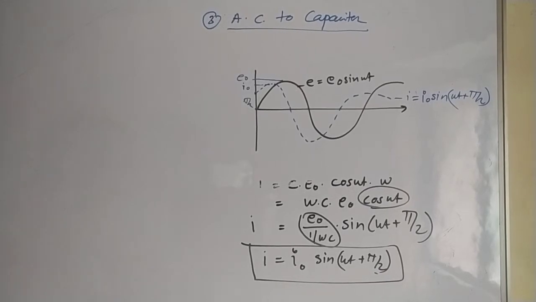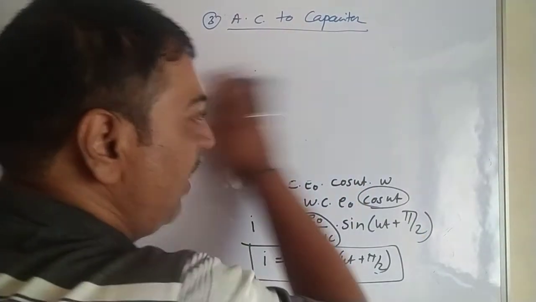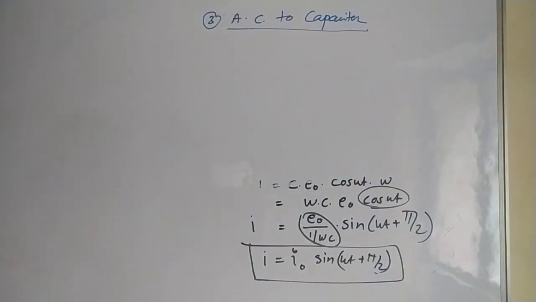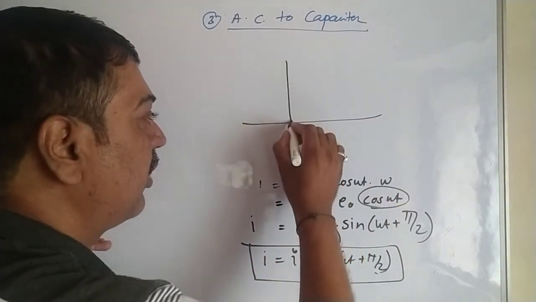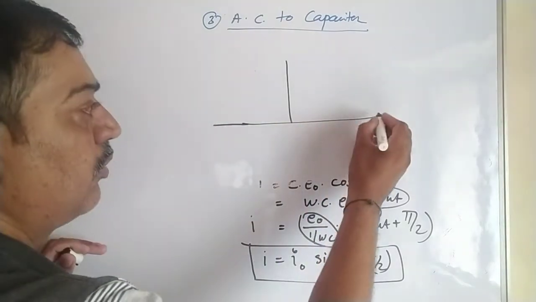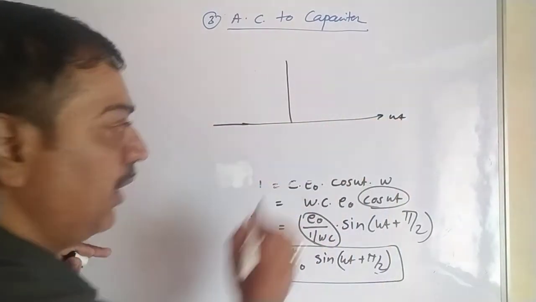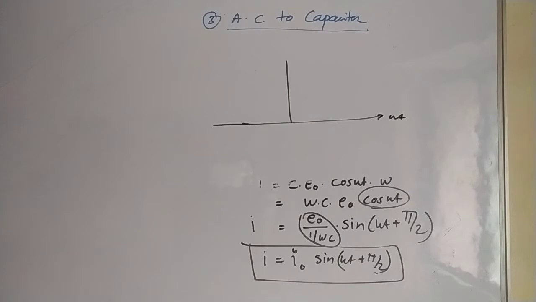In a similar way, we can draw the phasor diagram also. So let's draw the phasor diagram as given in your book also. So such a thing they have drawn. Again omega t is taken along the x-axis.